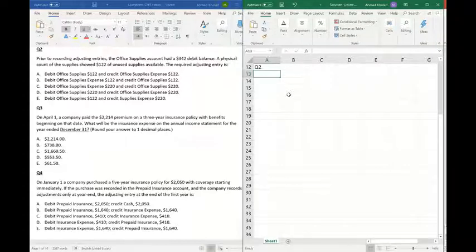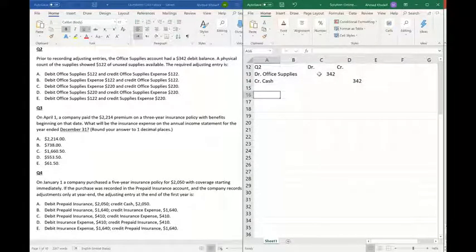during the year. When the company purchased the supplies, the debit side was office supplies and the credit is cash, for example. So this is mainly when the company purchases the supply. This is debit office supplies, and the credit is cash, for the amount which is given here as 342. So this is the initial entry.